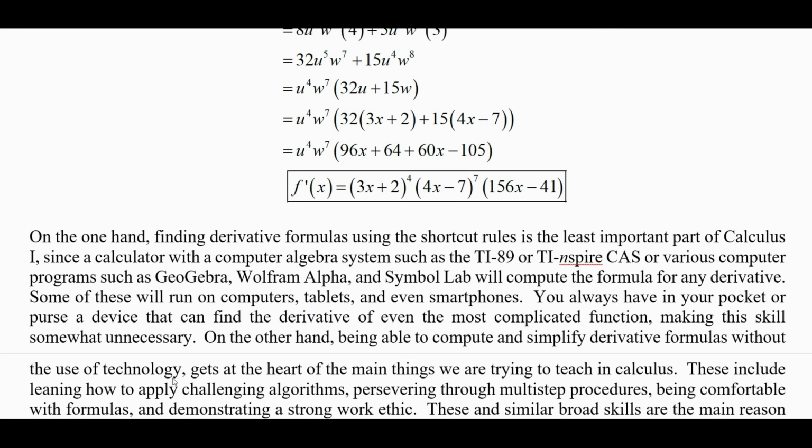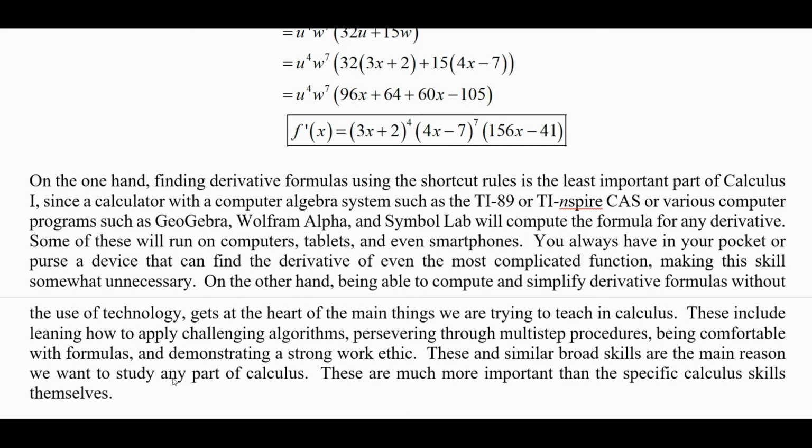Now, on one hand, finding derivative formulas and using the shortcut rules is the least important part of calculus 1. Since a calculator with a computer algebra system, such as a TI-89 or TI-Inspire CAS, or various computer programs such as GeoGebra, Wolfram Alpha, Symbolab, and others, will compute the formula for any derivative. Some of these will run on computers, tablets, and even smartphones. So in fact, you already have a smartphone in your pocket or purse. You have a device that can find the derivative of even the most complicated function.